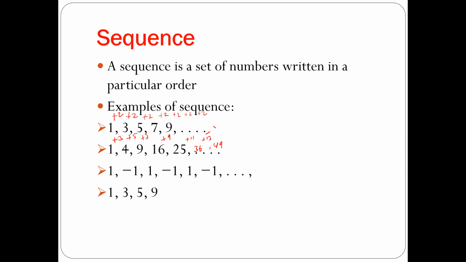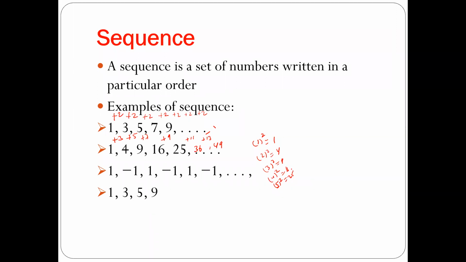3, 5, 7, 9, 11, 13. We can also say that these are the squares of each natural number. 1 square is 1, 2 square is 4, 3 square is 9, 4 square is 16, 5 square is 25. These are all sequences. It is a fixed order or pattern.